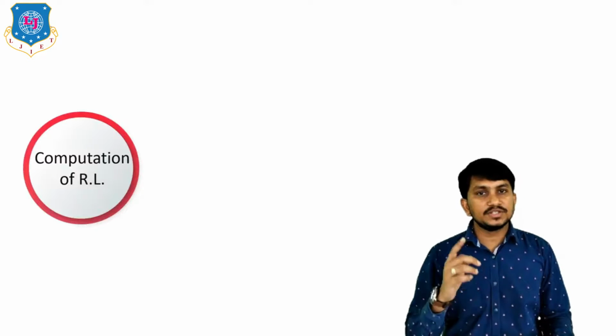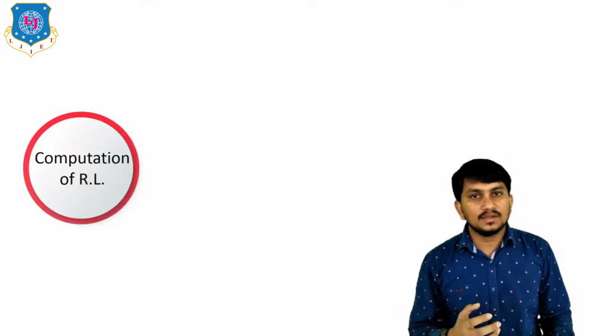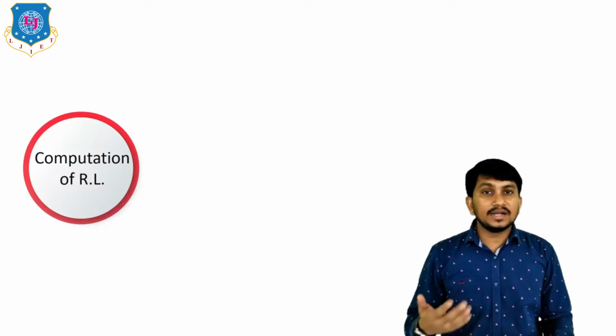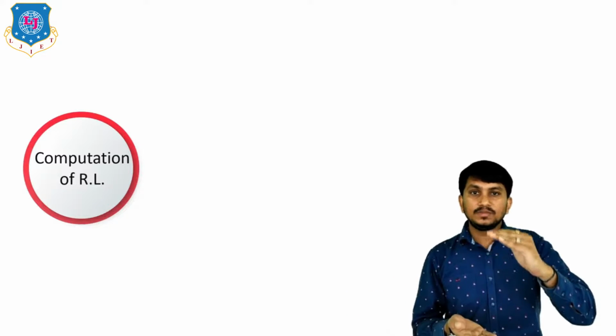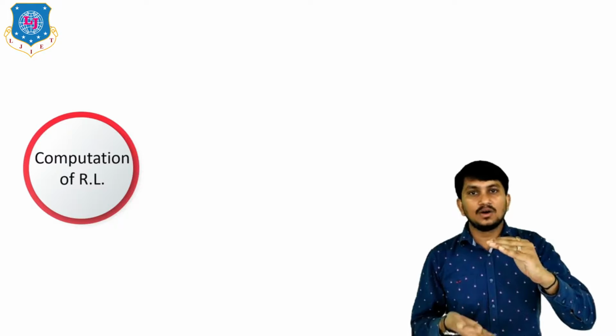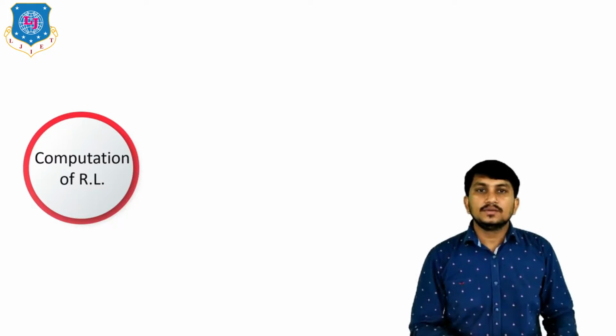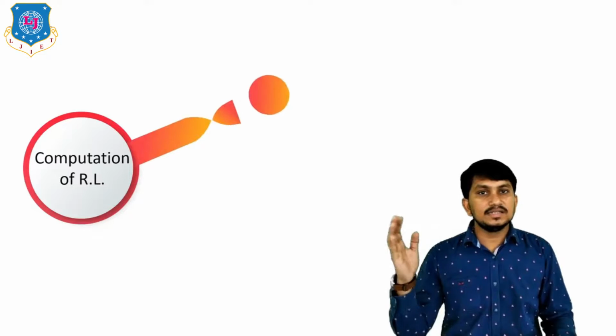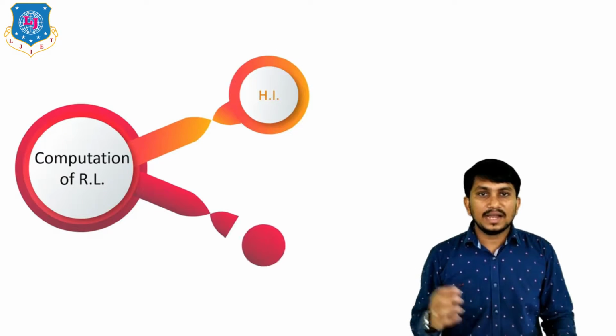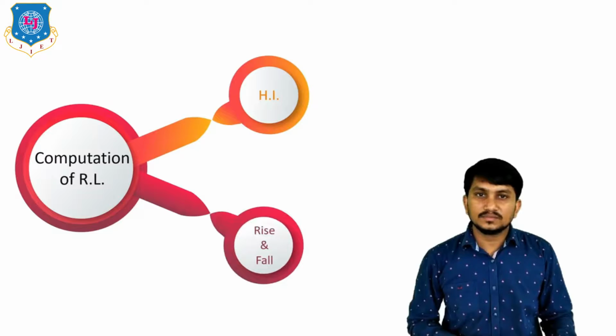The first question which comes to your mind is, what is RL? Which was discussed already in the previous lecture. RL is the vertical distance of the point from the datum surface or a reference plane. For computation of RL, there are two methods. First is the HI method and second is the rise and fall method.